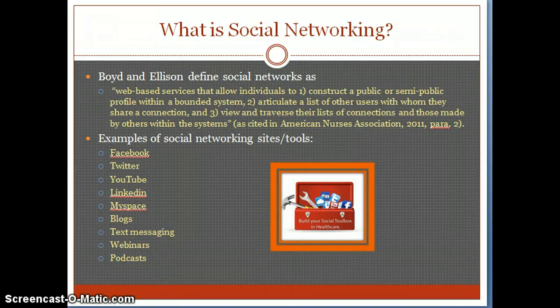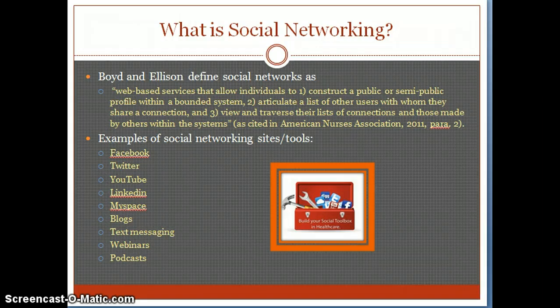Examples of social networks, sites, and social networking tools would be sites such as Facebook, Twitter, YouTube, LinkedIn, MySpace, blogs, text messaging, webinars, and podcasts. And these aren't the only tools that are out there that may be used. One thing I would like to mention is the tools here listed may be used for various reasons.